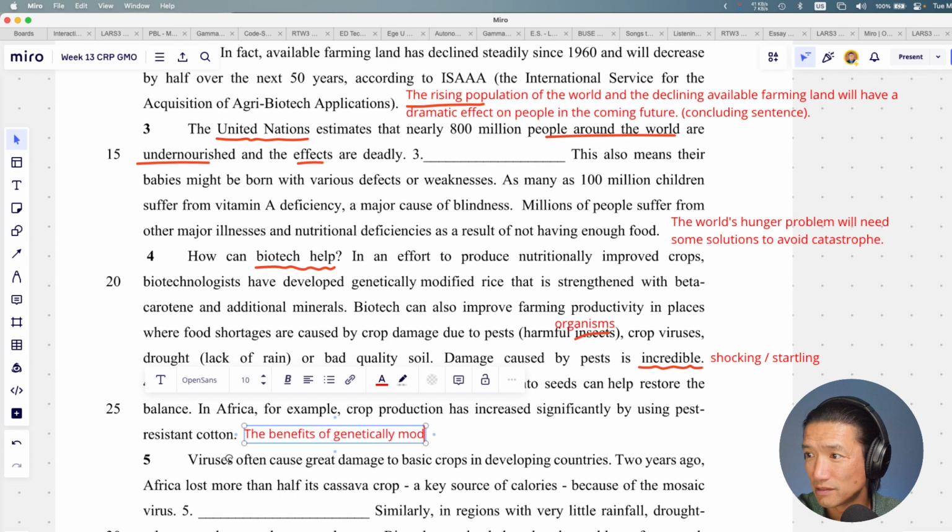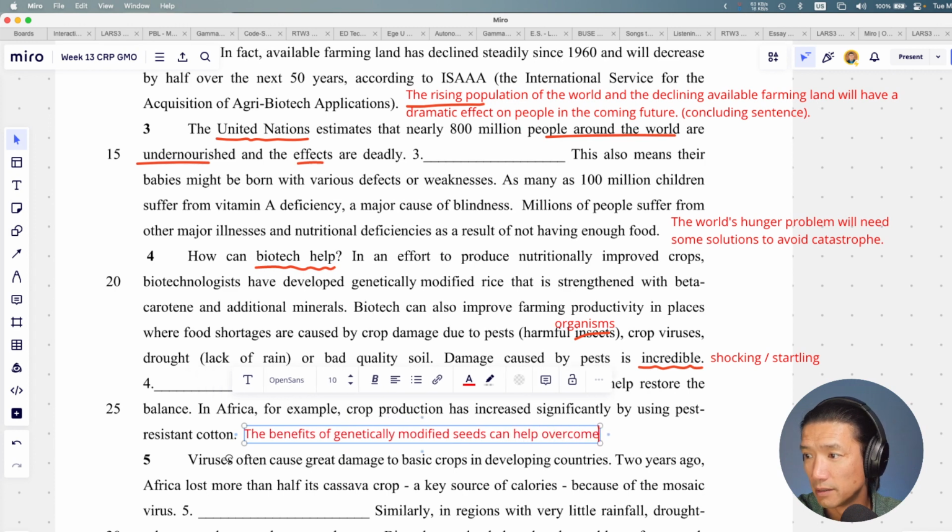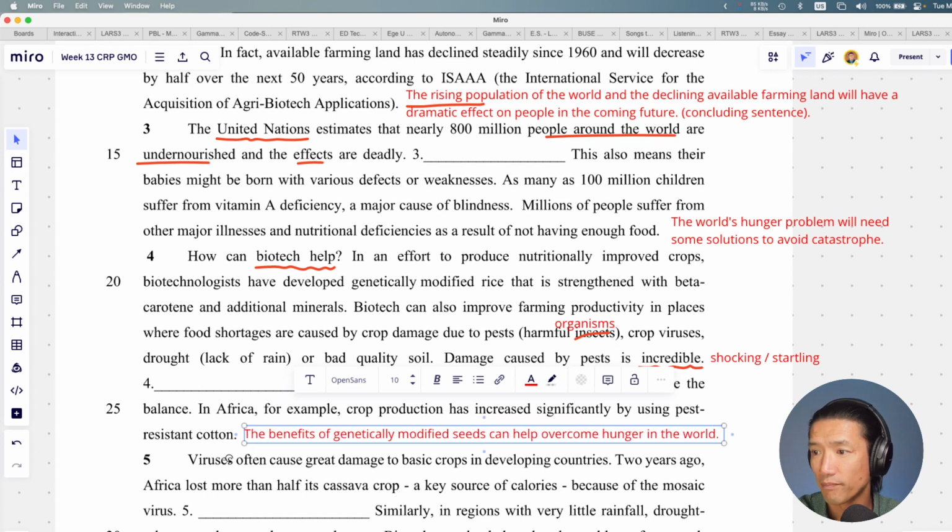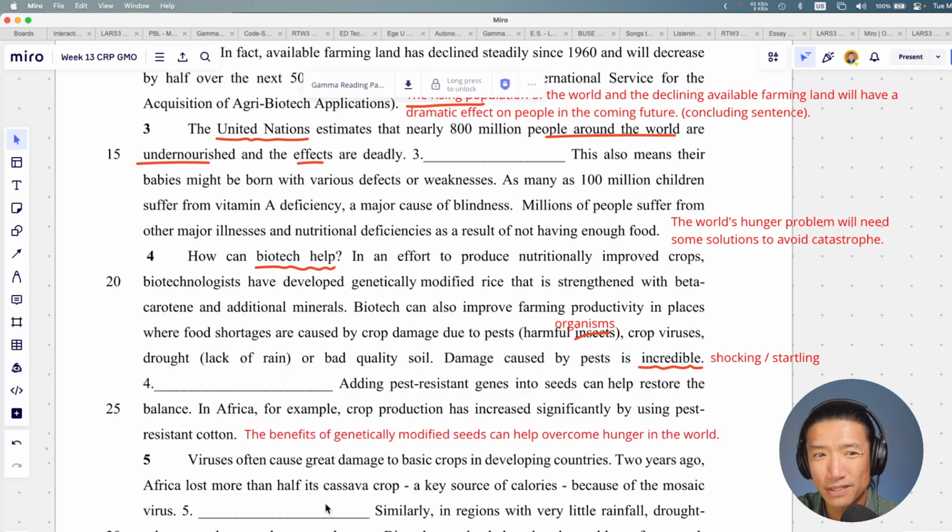I think here they're more talking about seeds, like rice is a seed, right? Genetically modified seeds can help overcome hunger in the world. So yeah, we just want to wrap it up a little bit, just don't try to end with something about Africa. Then I just think you're talking about Africa. No, you talked about more things like rice and damage and all of these other things, right?